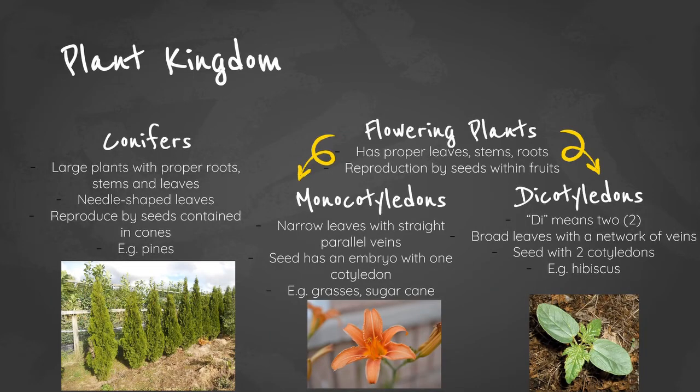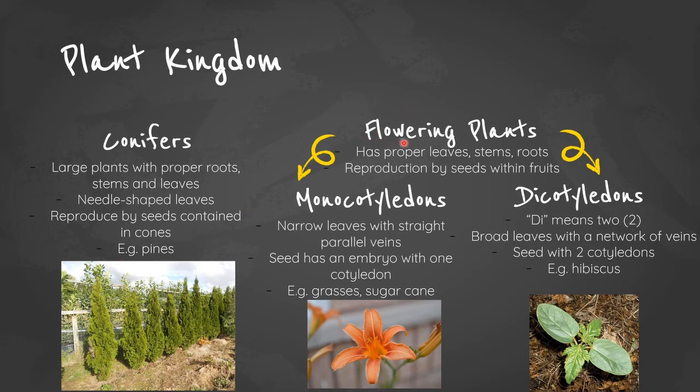So the next group we're going to look at are conifers. Now, conifers are large plants with proper roots, stems, and leaves. And these leaves tend to be needle-shaped. And they reproduce by seeds contained in cones. And you can remember this when you think about the con in cones and conifers. And an example of this plant are pines.